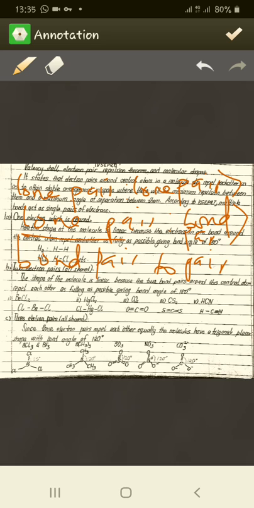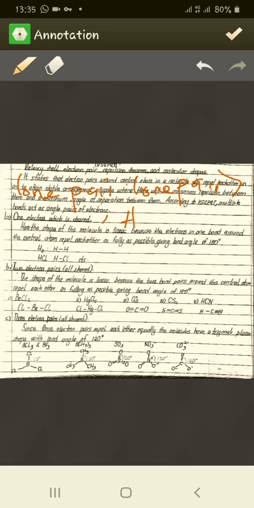Having known this, we can start now looking at the shapes of molecules. In the first case, here, we have a molecule where we have one electron which is shared. We have molecules where there is one electron and that electron is shared. An example is hydrogen molecule.